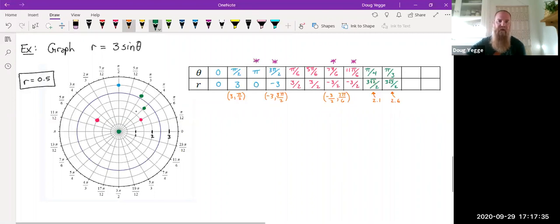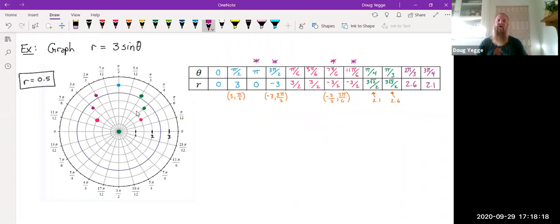This is why it would be a good idea to perhaps pick my pi over 3 angles as well in the second quadrant, 2 pi over 3, and my pi over 4 angle in the second quadrant as well, which would be 3 pi over 4. If we plot those, then notice that I would get the same exact y values because sine is positive in both the first and second quadrant. So here I would get another 2.6, and here I would get another 2.1. So that means that at the angle of 3 pi over 4, I'm going to be at 2.1. At the angle of 2 pi over 3, I'll be at 2.6.